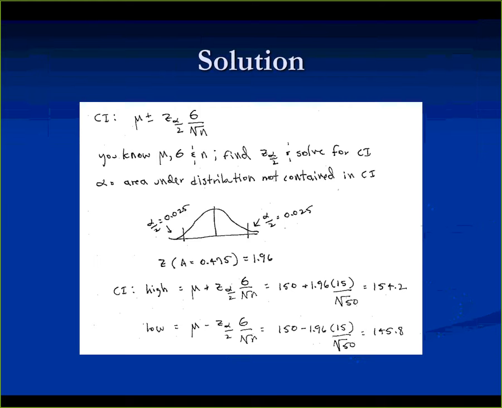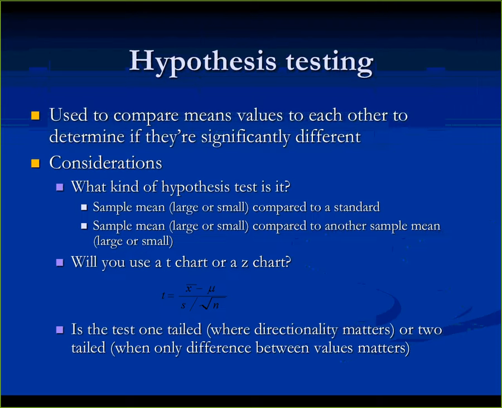Your high value is the mean, which in this case is 150 for this problem. Your z alpha over 2 value is 1.96. The sample standard deviation was 15. And you divide by the square root of 50, where 50 is the number of points in your data set. And you solve for the high. There's a negative value on the low just because, again, you've got a perfectly symmetrical distribution, and your z-value to the left of the mean is minus 1.96. And so that's the value you plug in, and you get the low value of your confidence interval.